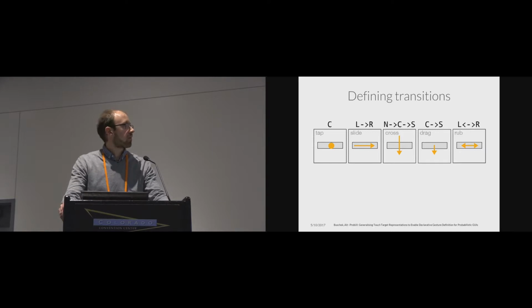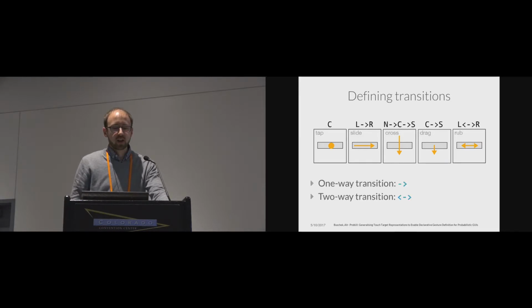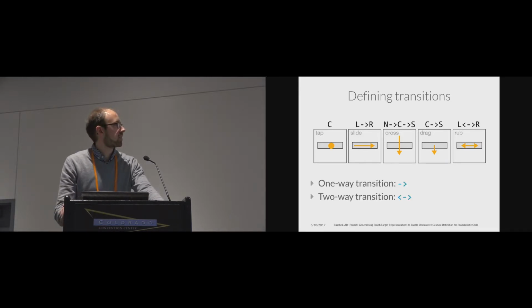The other thing we need to describe gestures is basically to just chain these areas, and we do that with these little arrows, and you can see that there are two kinds of transitions. There's a one-way transition, a two-way transition. So for example, sliding left to right, that's just L arrow R. Or if in the rubbing example to the very right, if we don't care about the direction, we can use this two-way transition.